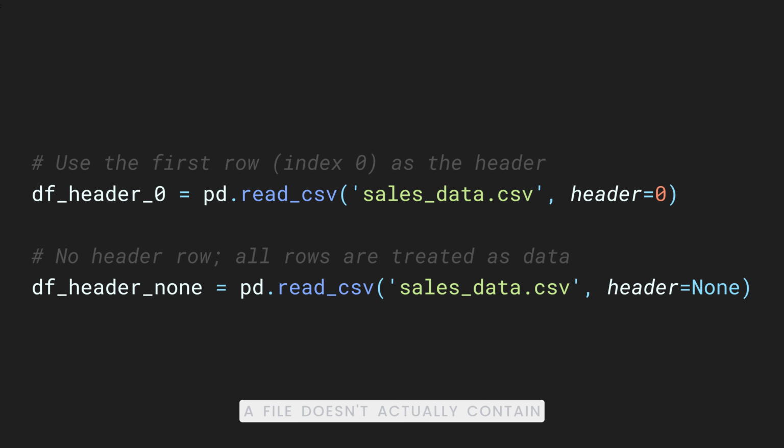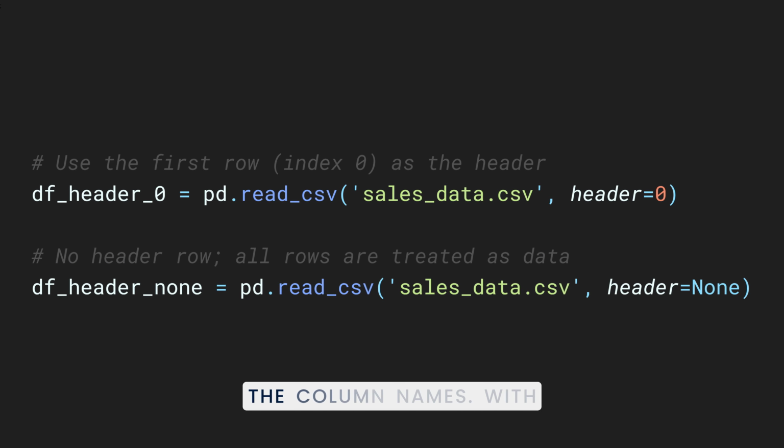Sometimes, the first row of a file doesn't actually contain the column names. With the header option, you can tell Pandas exactly which row to use. Setting it to 0 means the first row contains the headers, while setting it to None tells Pandas that there are no headers, and it should create generic column labels like 0, 1, 2, and so on.